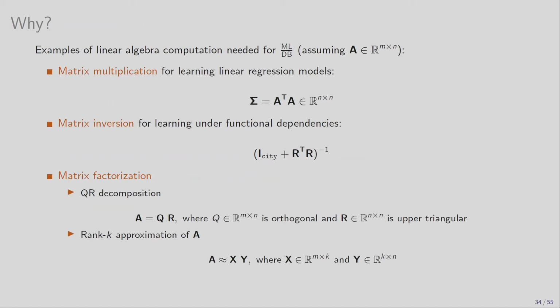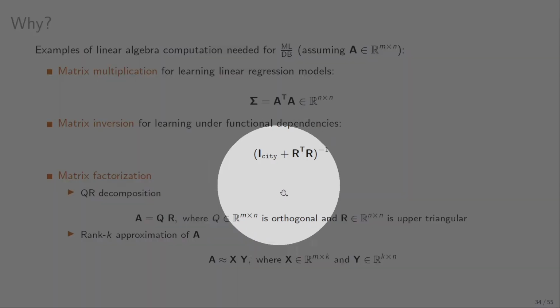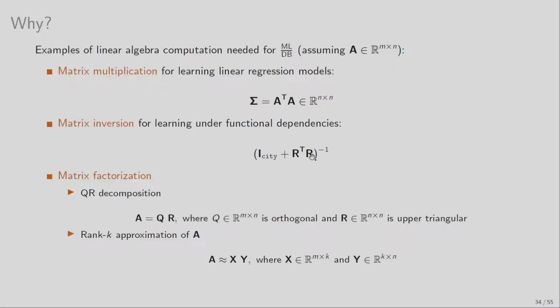So why would we need linear algebra? Well, I mentioned matrix multiplication. Remember our sigma matrix, which was A transpose A, or X transpose X, we had it before, right? We had to compute that. Then inversion, recall this particular formula, which we've seen when reparameterizing the model under functional dependencies.